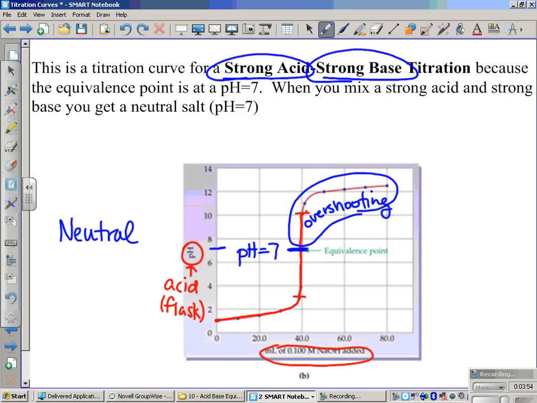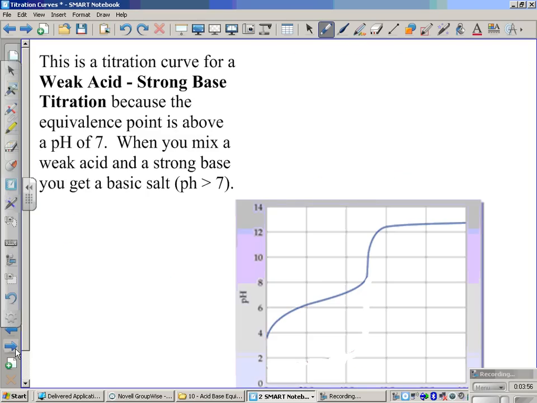So this one's strong acid, strong base. This one is a weak acid and strong base. So again, remember the acid is being represented by the pH over here. So notice this time the pH starts higher because it's a weak acid.